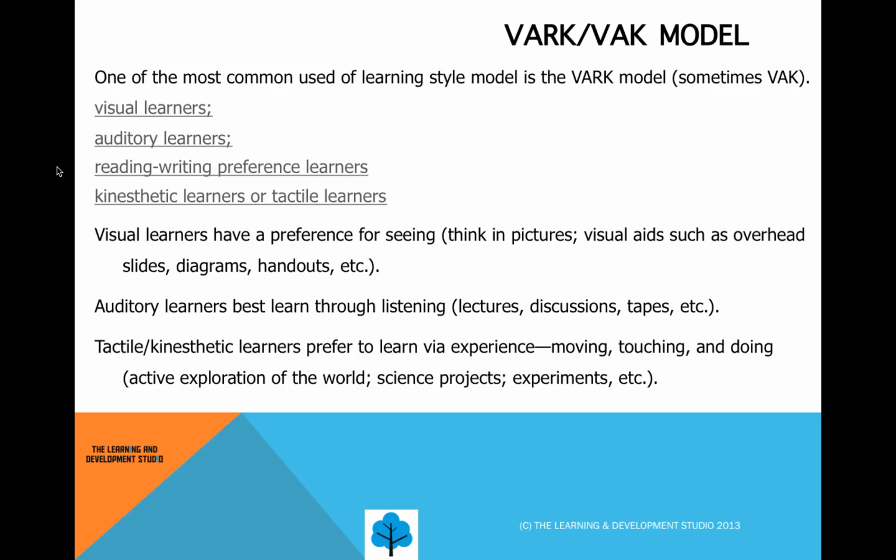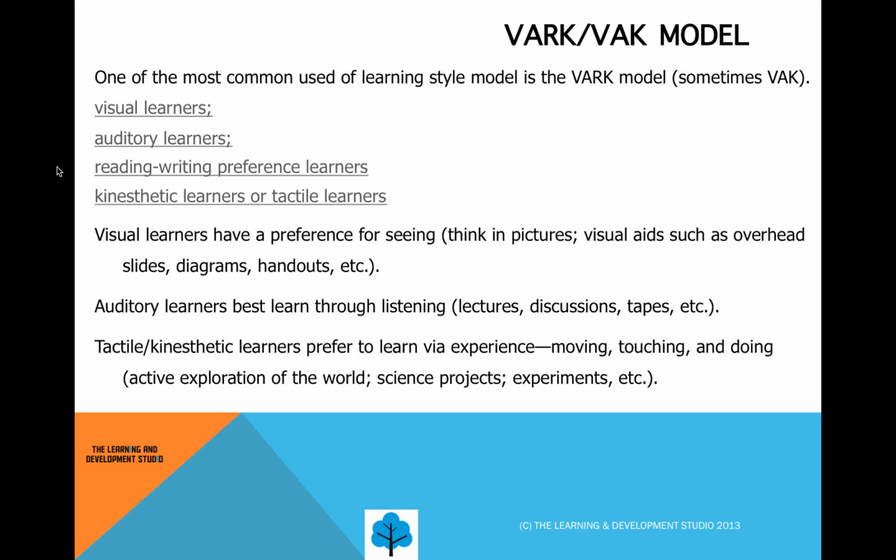The second model is the VARK model, which was invented by a man by the name of Fleming. It's the most common one used within Australia, and it covers visual, auditory, reading/writing, and kinesthetic learning, or sometimes just the visual, auditory, kinesthetic learning models. These are actually referred to as the sensory learning model.